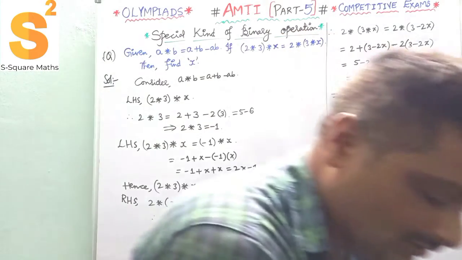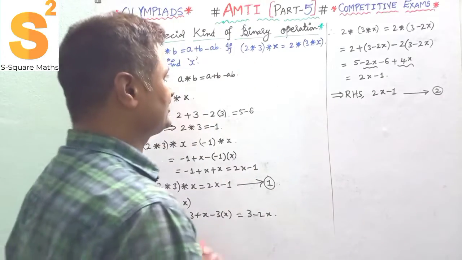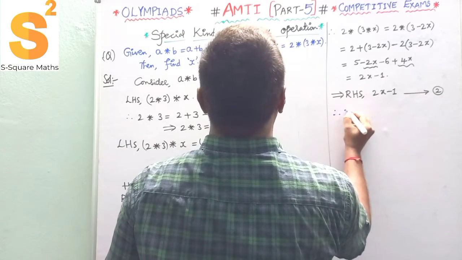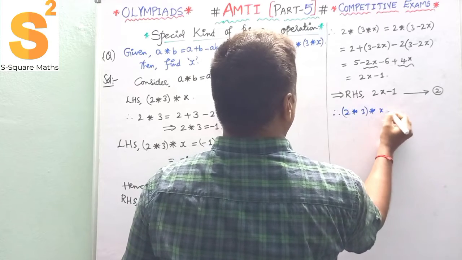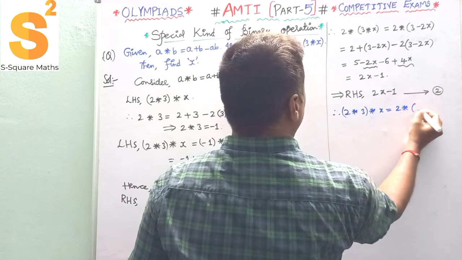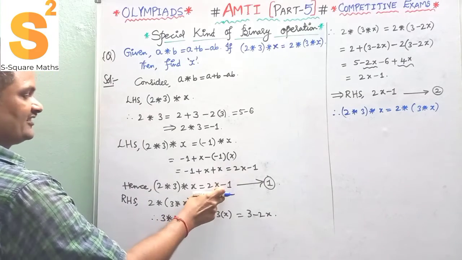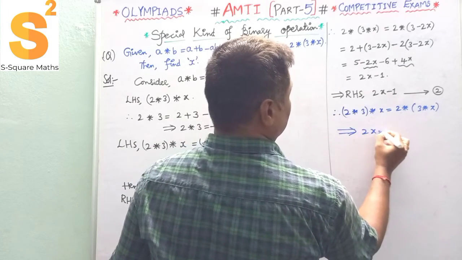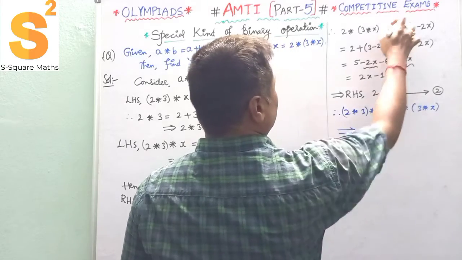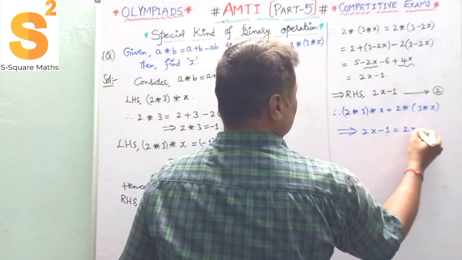Okay. So now let us write the main steps. Therefore, 2 star 3 star x is equal to 2 star of 3 star x. So according to our equation 1, the first equation, we got 2x minus 1. Again, here, according to the definition, the RHS has been simplified and we get 2x minus 1.